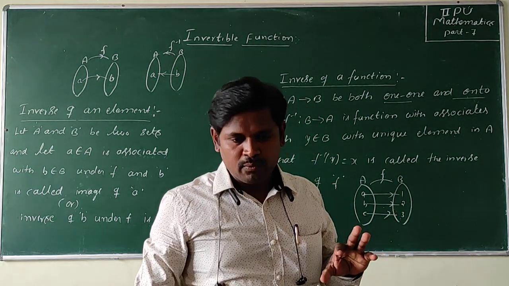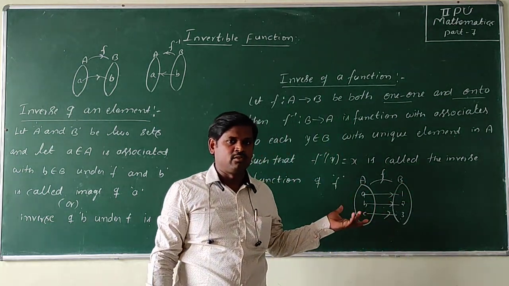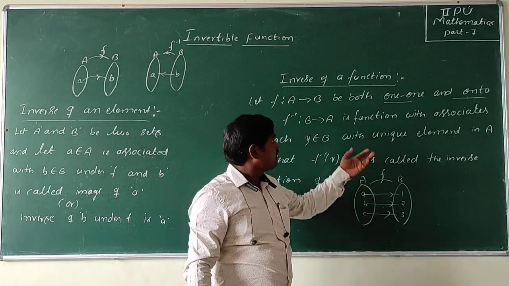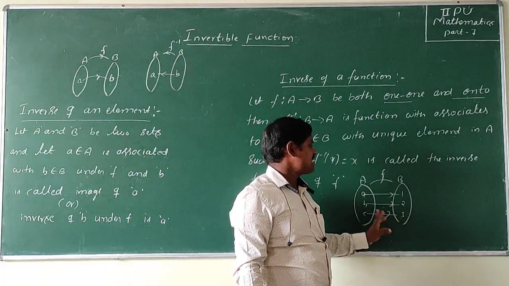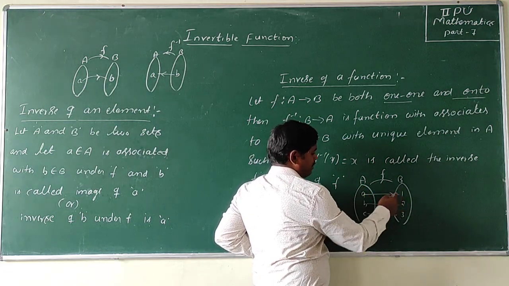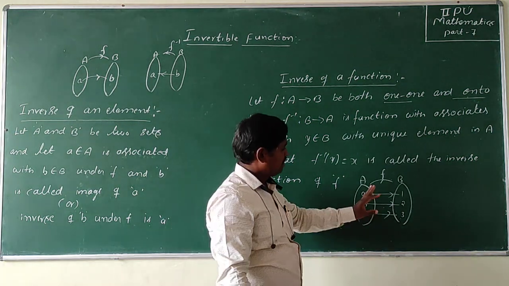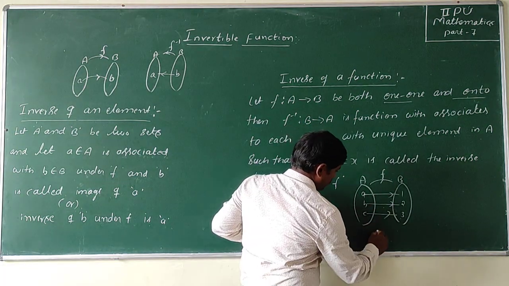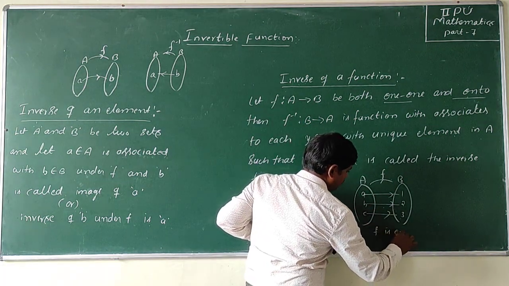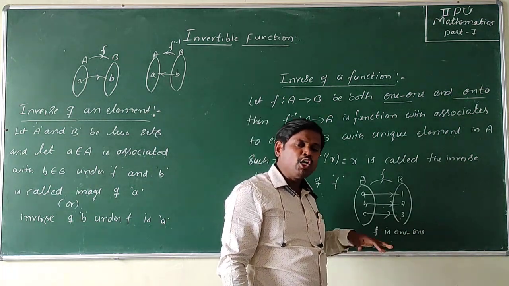You already know that one-one and onto together is nothing but bijective. One-one means different elements of A have different images. So a has a different image, b has a different image, and c has a different image. That means f is one-one. And it is onto also.